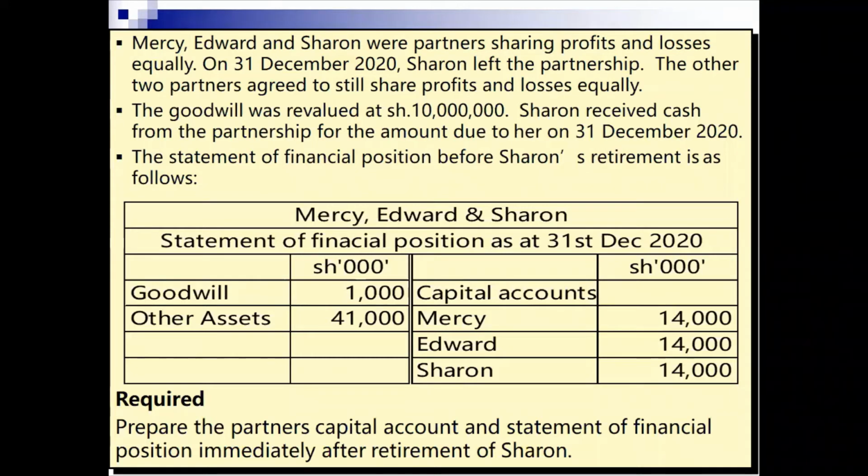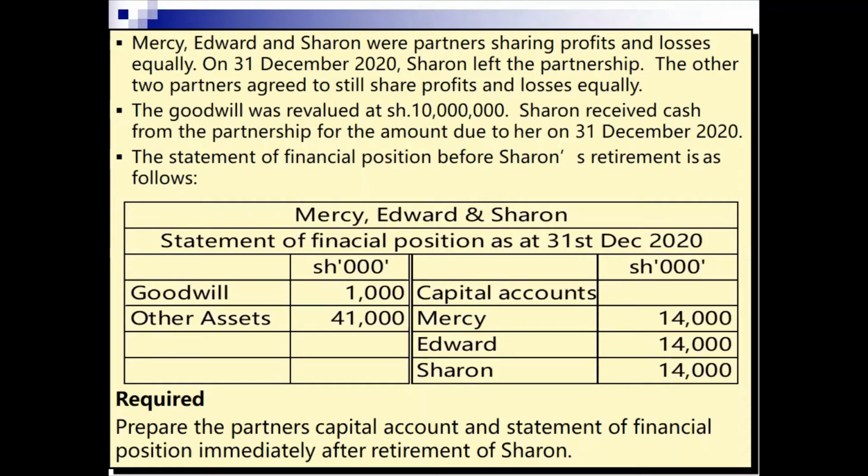This is the second example to illustrate retirement of a partner from partnership business. Marcy, Edward, and Sharon were partners sharing profits and losses equally. On 31st December 2020, Sharon left the partnership. The other two partners agreed to share profits and losses equally. The goodwill was valued at 10 million. Sharon received cash from the partnership for the amount due to her on 31st December 2020.